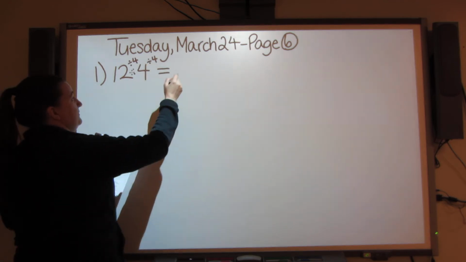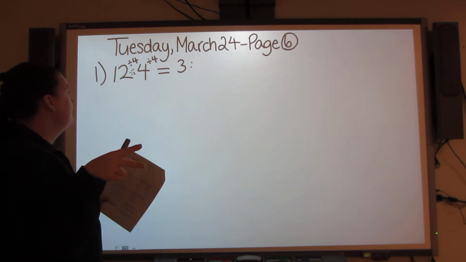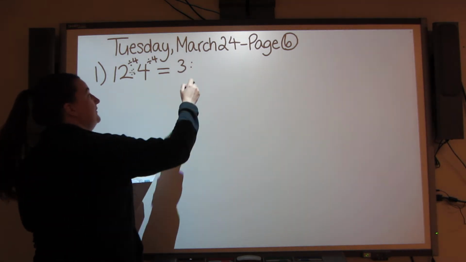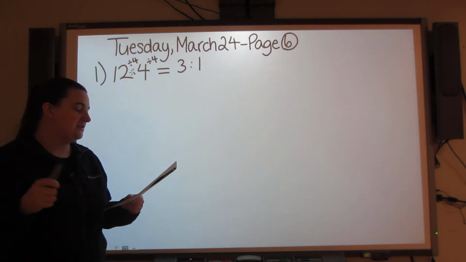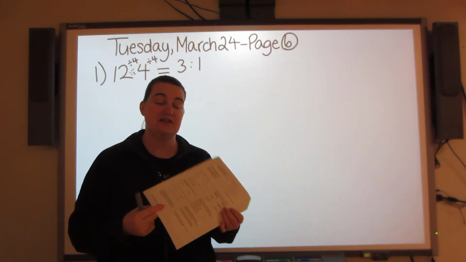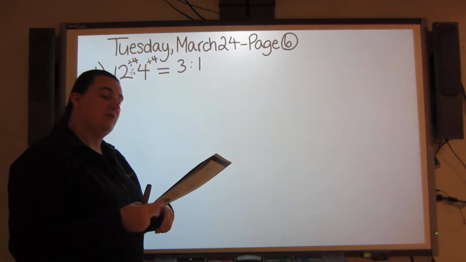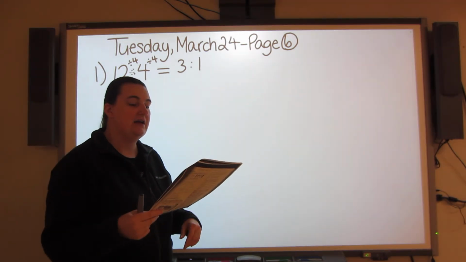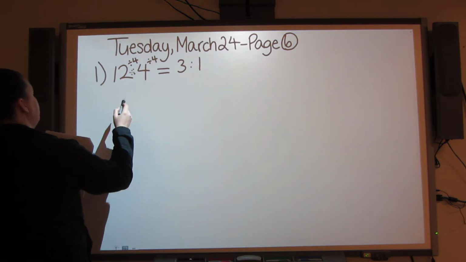So 12 divided by 4 is 3. Keep your ratio symbol. And then 4 divided by 4 is 1. So that's how you're going to do questions 1 to 10. If you take a look at questions 1 to 10, you'll notice they're not all written as ratios. 1 and 2 are written as a ratio, and then 3 and 4 are written as fractions. So let's do number 4.